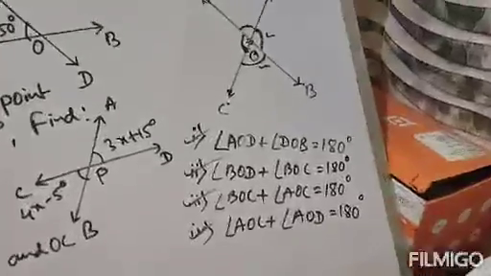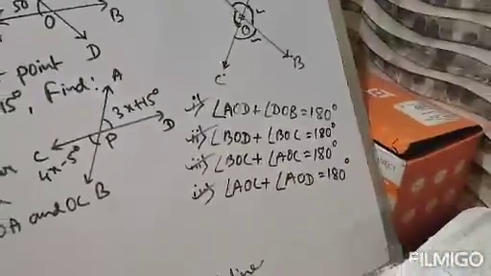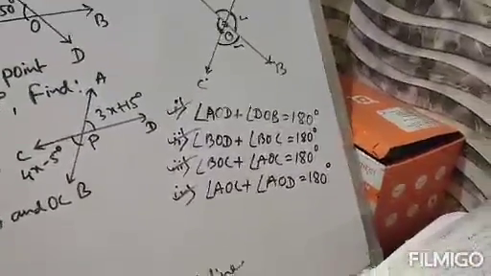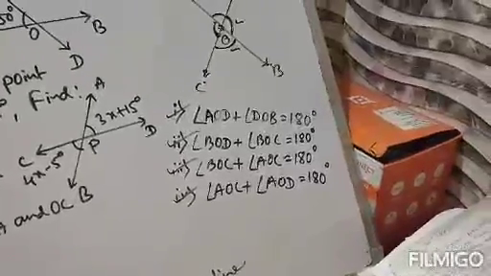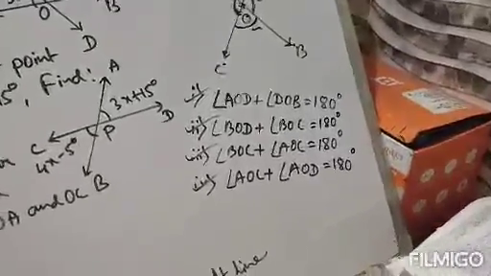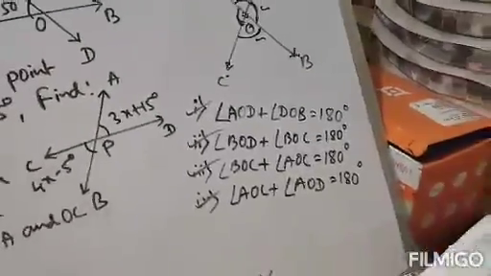Clear? So the first statement said that when two straight lines intersect each other at one point, the sum of each pair of adjacent angles is always 180 degrees. That is the first statement under property 1.